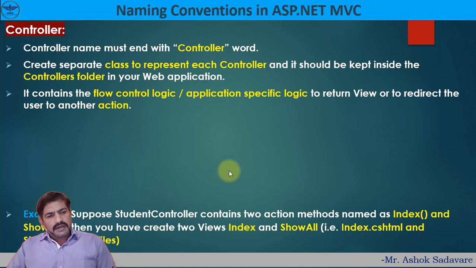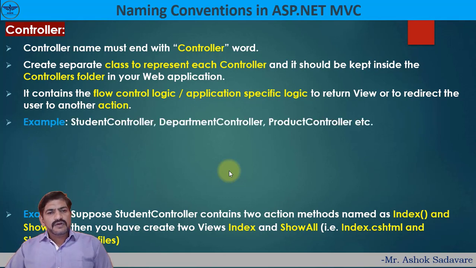The controller class contains the flow control logic, or you can say application-specific logic, and these controller classes have multiple action methods or non-action methods. Action methods return the view, or redirect the user to another action. We will see how the controller class is implemented and how action methods and non-action methods are defined in the controller class in the next session.